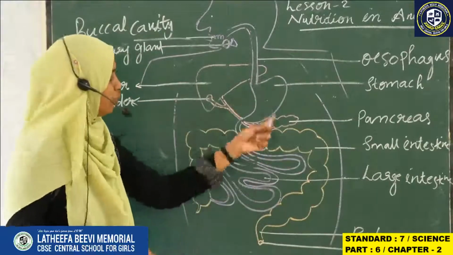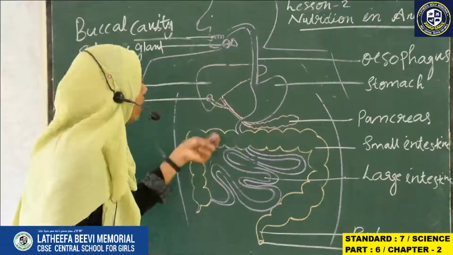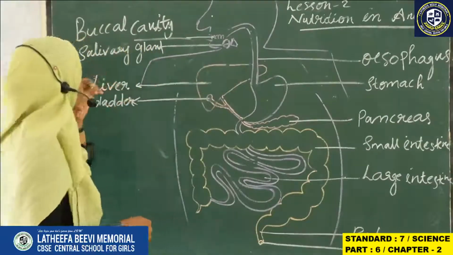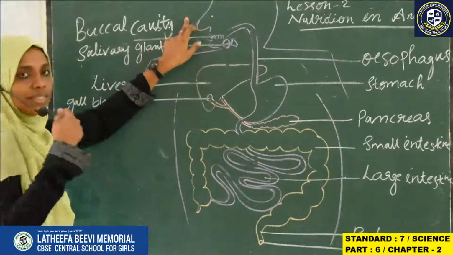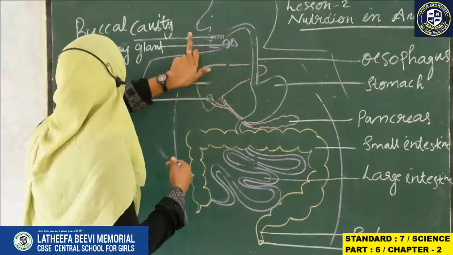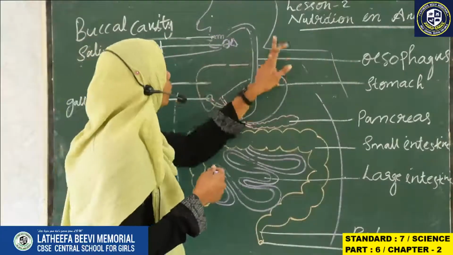Okay, this is what is called the path of the food. So what is the path of the food? First of all, the food starts from the buccal cavity. With our mouth we take in the food. From the buccal cavity, the salivary gland. Then the food goes to the esophagus.